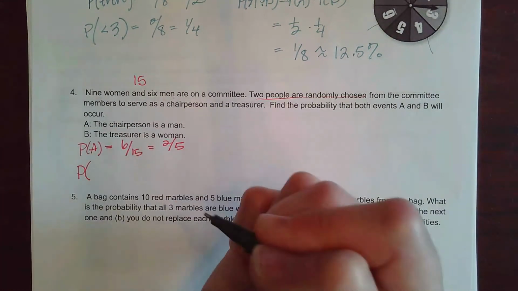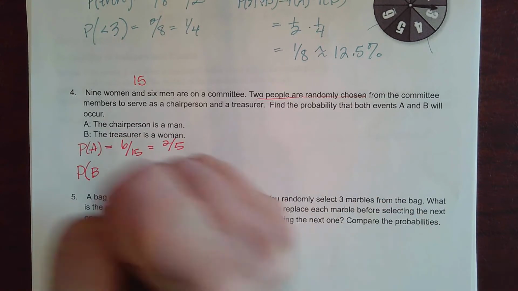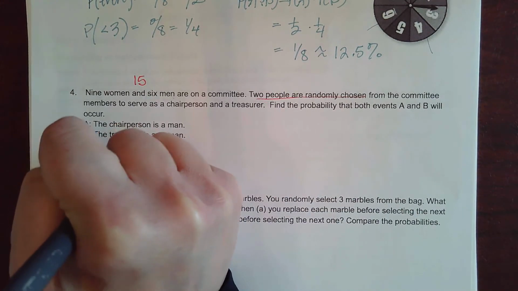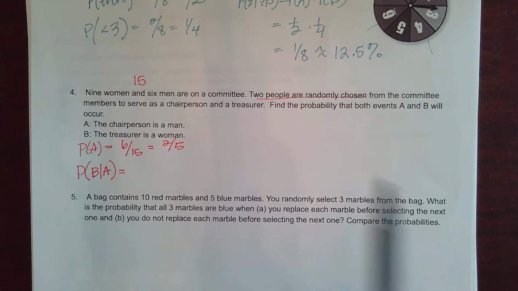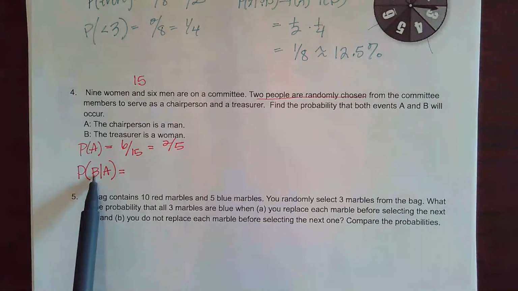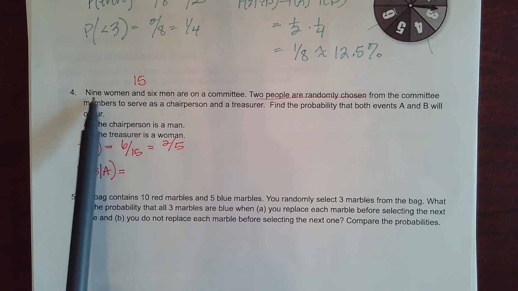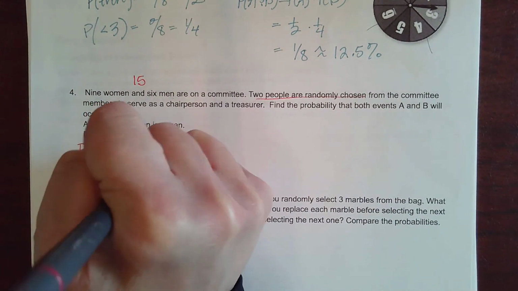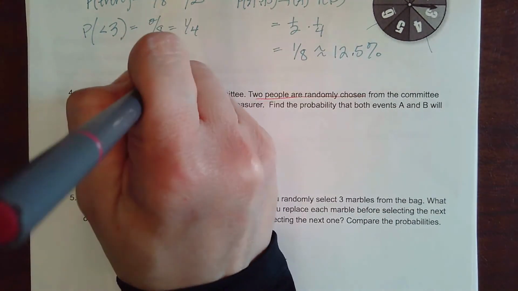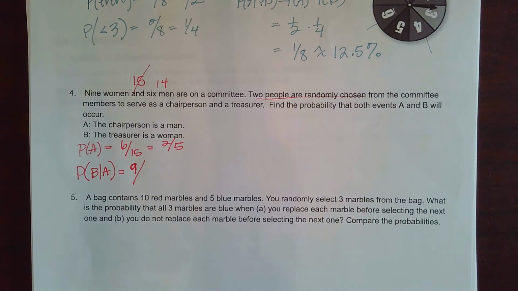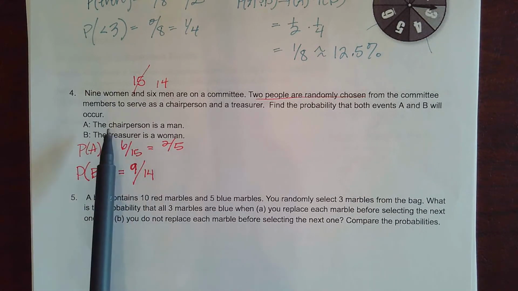Because this is a dependent event, we want the probability of picking a woman second, given that A has already occurred, given that a man has already been chosen. Because we're looking for a woman, there are still 9 women to choose from. That didn't change. But because we already picked a man, now we're down to 14 people to choose from. So the probability of B happening, given that A has occurred, is 9 out of 14.